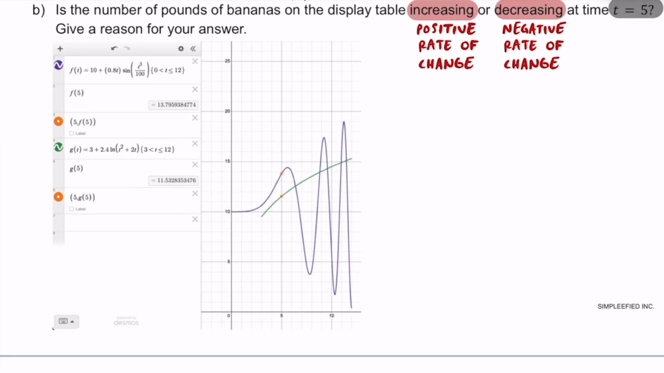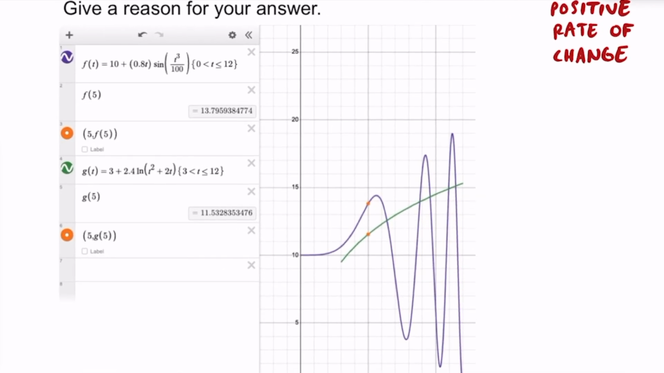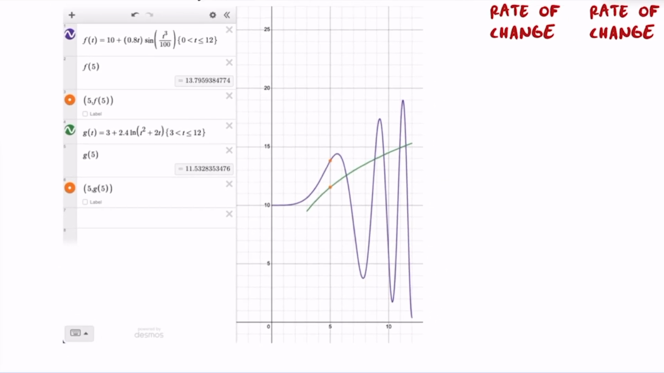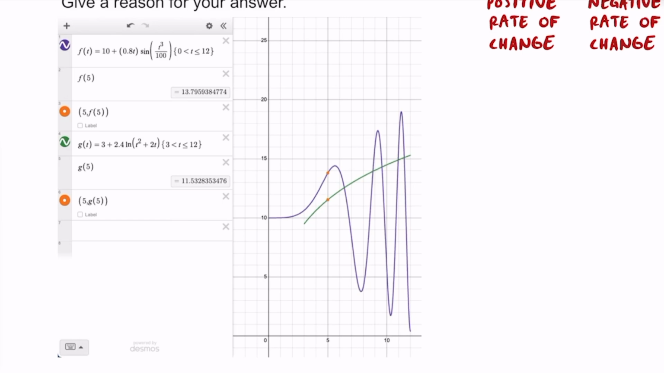All right, so you can see here that I went ahead and just graphed both of these functions. So let's look at these a little bit bigger here. You can already see our f of t function here. We also can see our g of t function over here. And we only really care about when t is equal to 5.